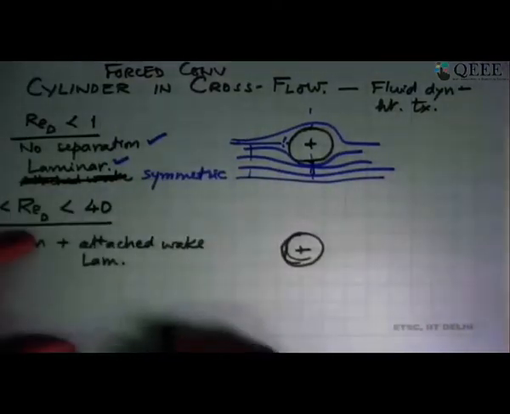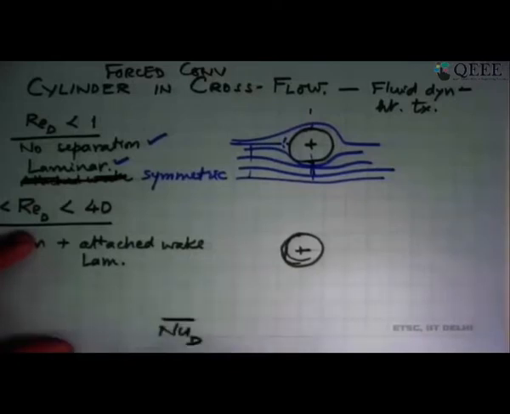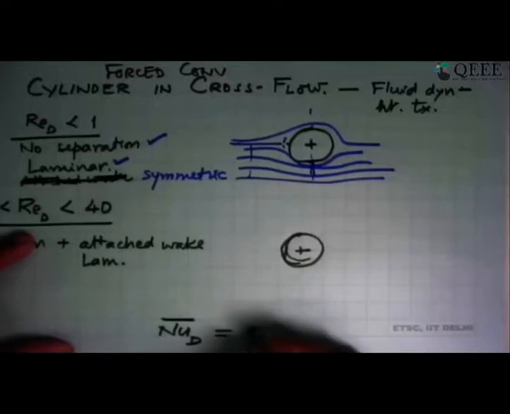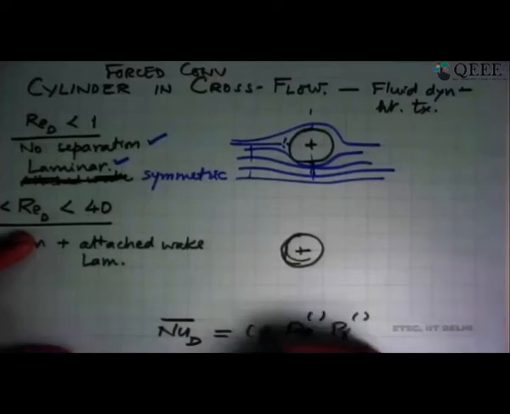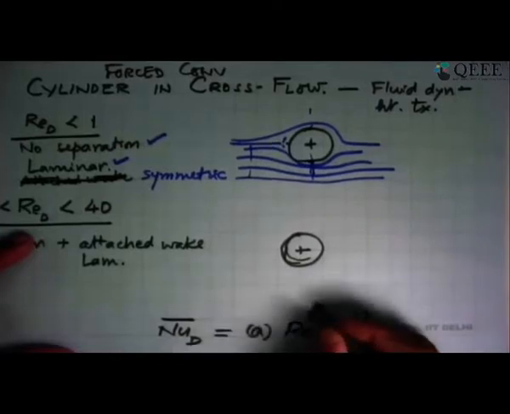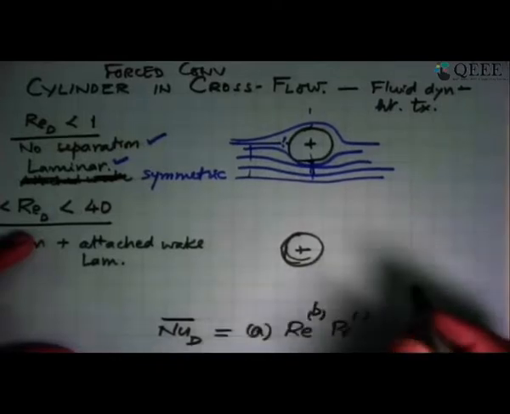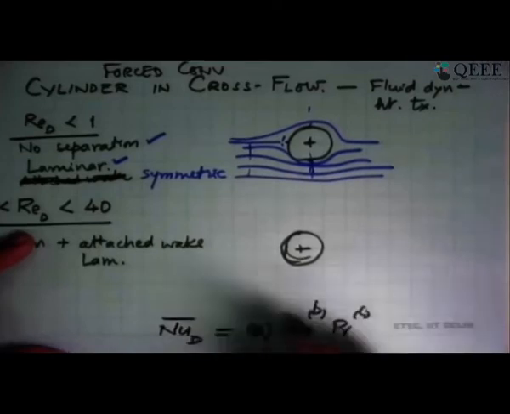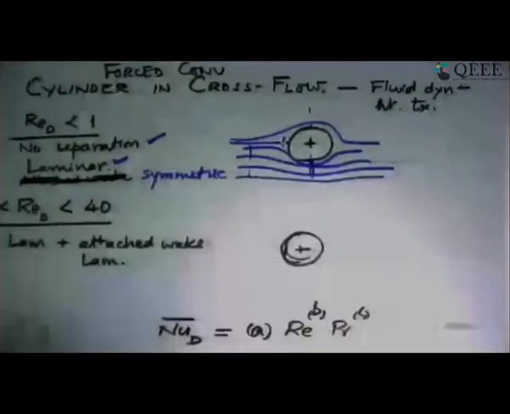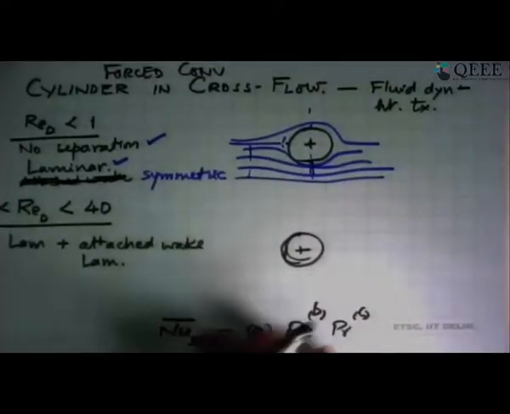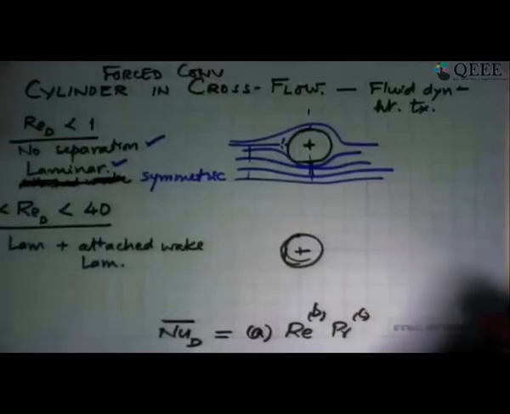All the correlations will have this form: Nu average for the cylinder, based on the diameter of the cylinder, is equal to some constant times Reynolds number to some power multiplied by Prandtl number to some power. This constant will be A here, and this is B, and this is C. A, B, C will depend on the regime of Reynolds number that we are looking at. So that's the reason for looking at it this way. These numbers I will put out in the notes, or you can pick them up in any textbook.